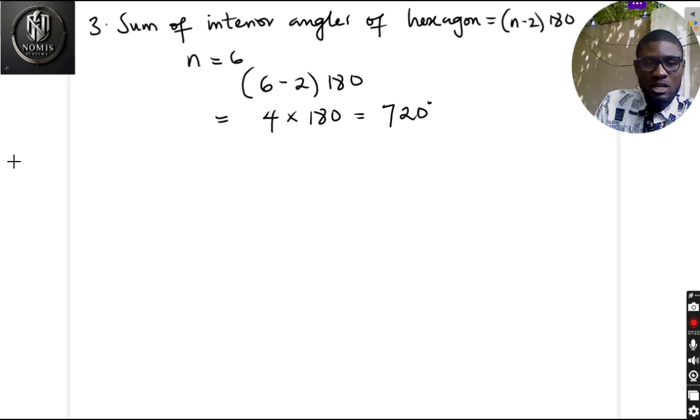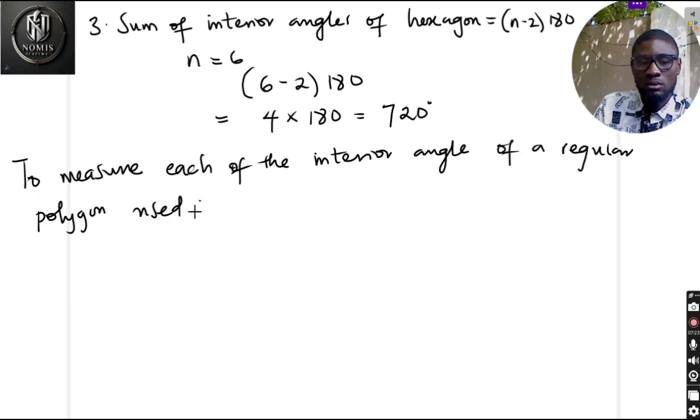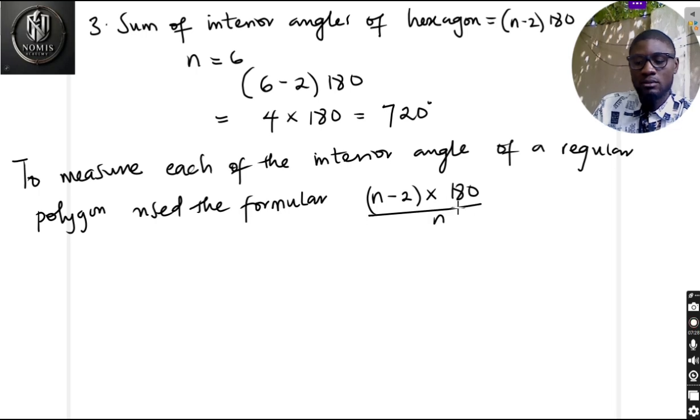So the formula to calculate, let's put that down. To measure each of the interior angles of a regular polygon, because this only works for a regular polygon, use the formula n minus 2 multiplied by 180, all divided by n. So this works for all regular polygons.